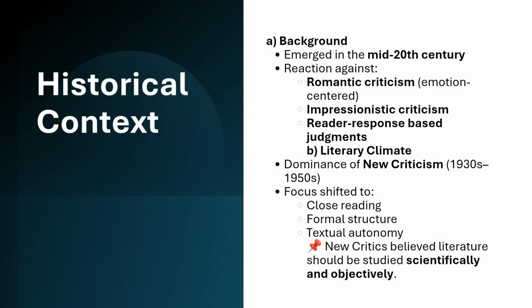B. Literary climate. During the period 1930s-1950s, New Criticism dominated literary studies. The focus shifted to close reading, formal structure, and textual autonomy. New critics believed literature should be studied scientifically and objectively, just like a scientific discipline. So emotions were considered unreliable, subjective, and unscientific.